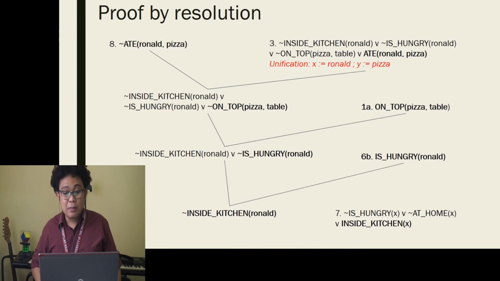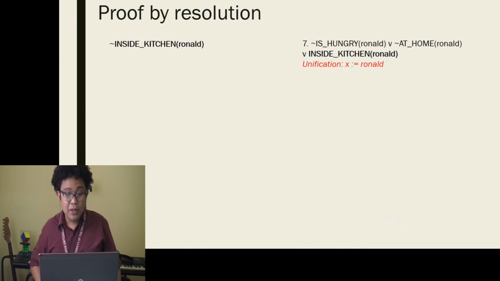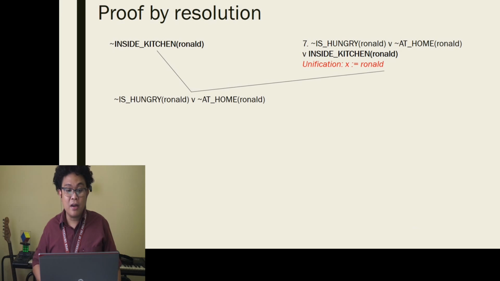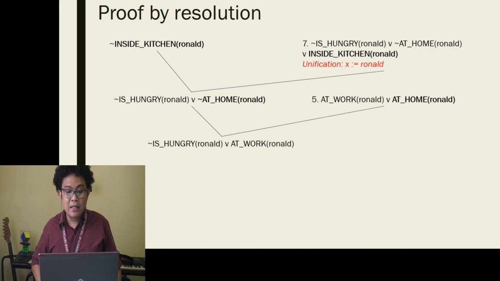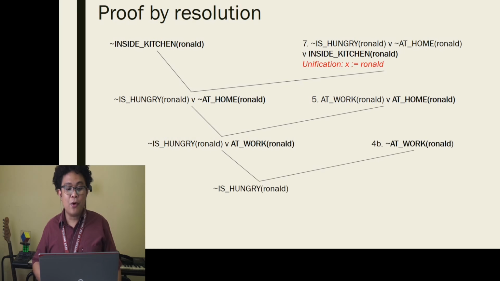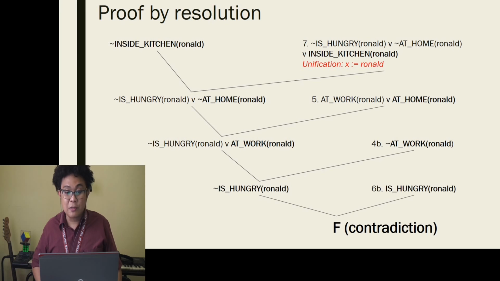Notice, however, that statement 7 again has variables, so we are doing another unification. For this, we have x equals Ronald, and combining these statements, we get Ronald is not hungry or Ronald is not at home. We choose statement 5 to match that and resolve as shown. We then match that result with statement 4b, which leads to the statement Ronald is not hungry. And lastly, we use statement 6b that states Ronald is hungry, which leads to a contradiction.